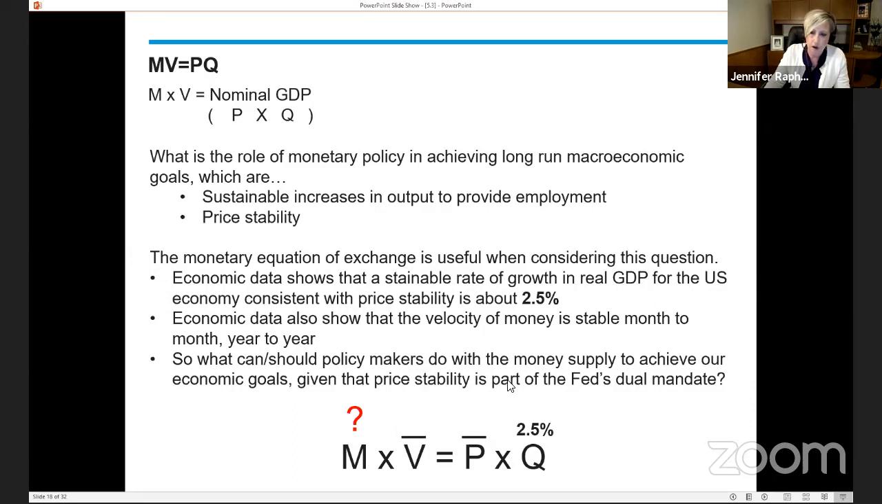Well, some economists believe that in order to achieve 2.5% growth per year, you have to increase the money supply at 2.5%. The idea is that if you increase it more than that, you're just going to drive up prices. If you increase it less than that, there's not going to be enough money in the economy to facilitate the purchase of the goods and services that the economy is producing. Okay, so that's another way to think about the monetary equation of exchange.